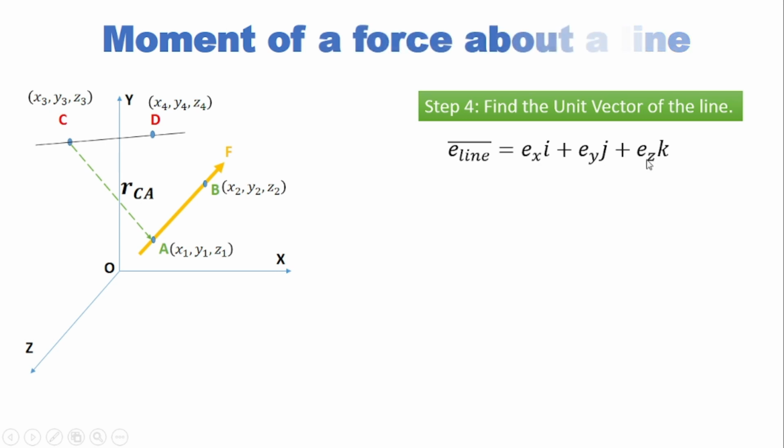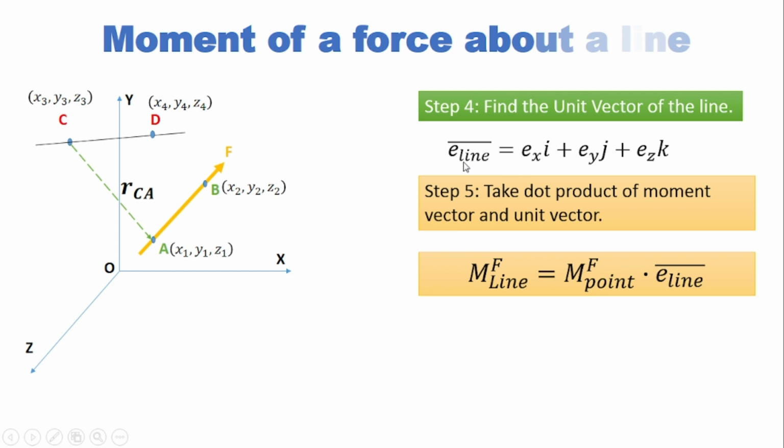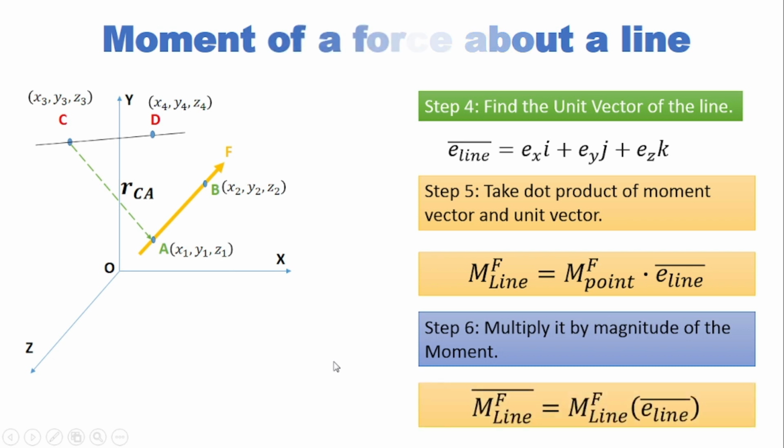Don't get confused. If you don't know anything about the vector, I will give you a step by step way to find out the vectors for every case. Okay, so watch this video till the end to understand the simple concept of the moment. Step 5, take the dot product of the moment and the unit vector, and finally multiply this magnitude with the unit vector to get the final moment of the force about the line.